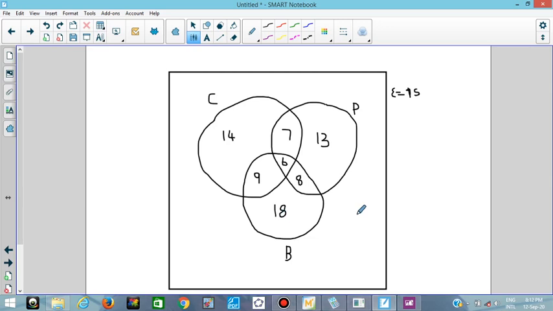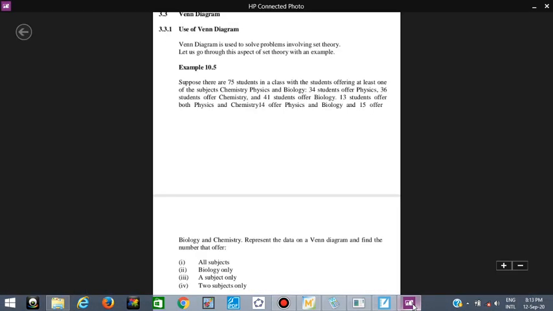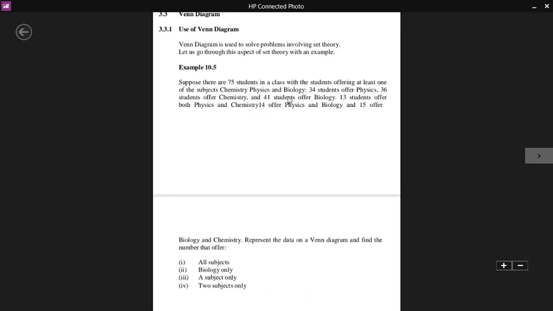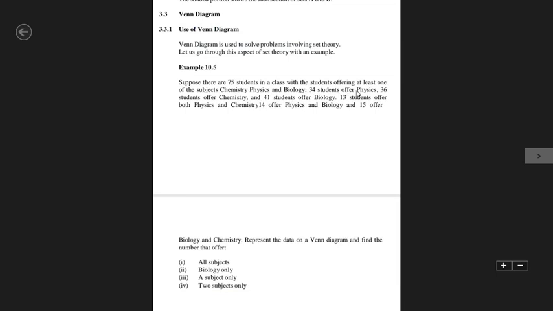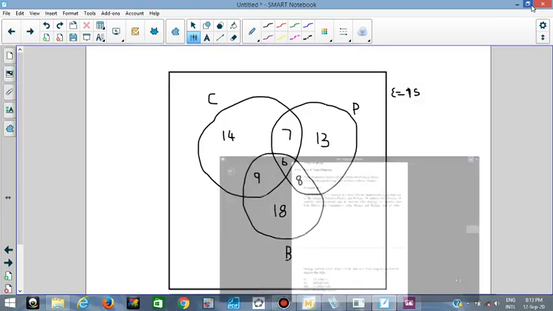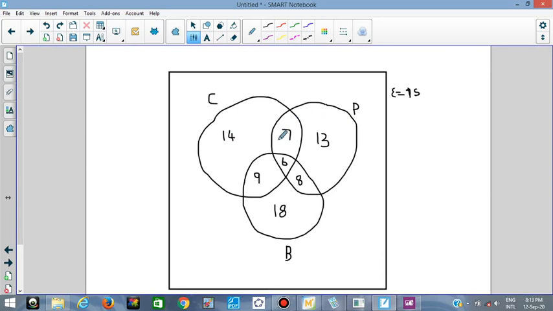So this is where you will know if your answer is correct or not. So let's do the analysis together. Let's check now. The question says 34 students offered physics. Let's go to the Venn diagram. Physics is 34. This is the circle of physics.